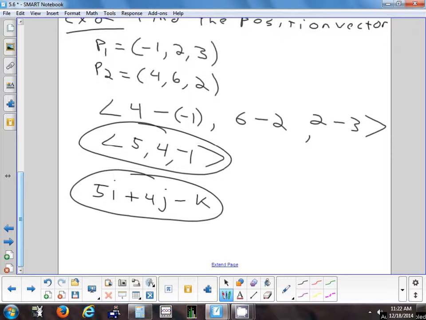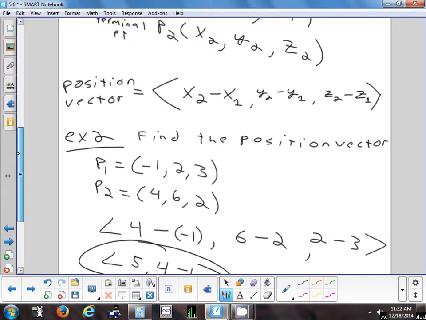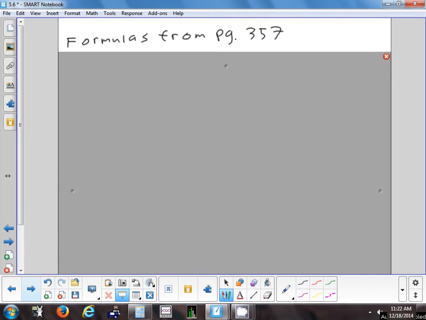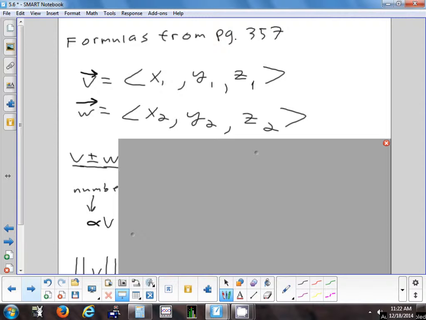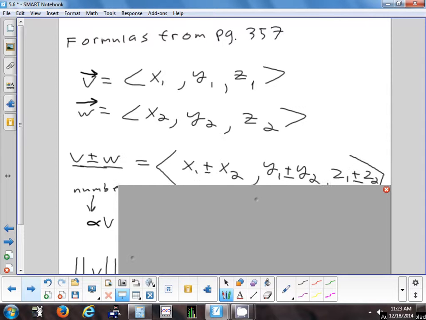Okay, any question on finding a position vector in 3D? So guys, just make sure you use that formula right there. All right, so we're going to look at all the formulas that we looked at, how to add, how to do a scalar product. They're all pretty much going to be the same. We're just going to add a z component to all of them. So if you want to add two vectors together, add the x components, add the y components, now you have to add the z components. If you want to subtract two vectors, subtract the x's, subtract the y's, subtract the z's. I used the symbol plus or minus, so I didn't have to write the whole thing twice.